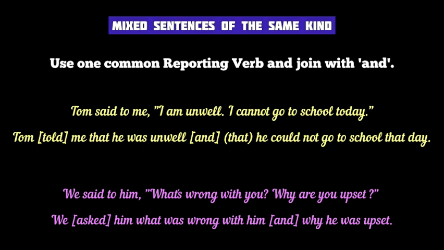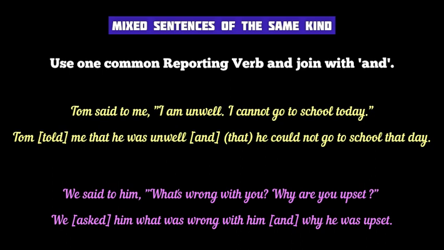In the first example, Tom said to me, "I am unwell, I cannot go to school today." The direct speech has two sentences of the same kind, the assertive sentence. So in the indirect narration, we are using one common reporting verb told just once for both the sentences. Thereafter, we are using the conjunction "that" as appropriate for the assertive sentences.